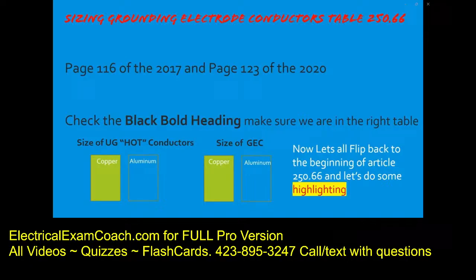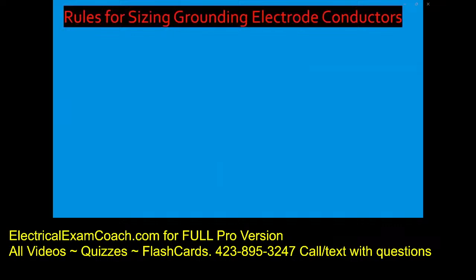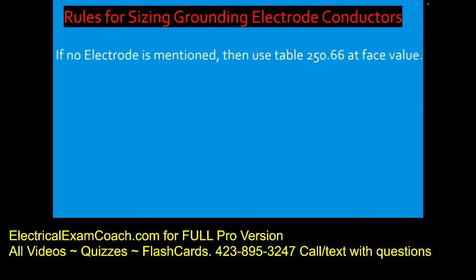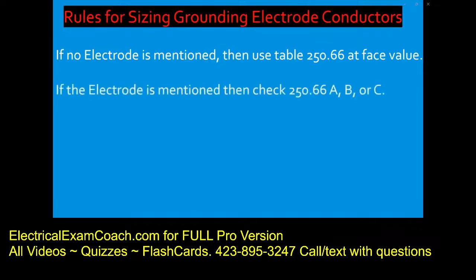Let's get to it. All right, now let's reiterate these ground rules for sizing grounding electrode conductors. If no electrode is mentioned, the type of electrode, so if it doesn't say ground rod or footing ground or anything like that, you're going to use Table 250.66 at face value. If the electrode is mentioned, we first need to check 250.66 A, B, or C. If the electrode is not mentioned in 250.66 A, B, or C, you would go back to the table. But usually if there's an electrode mentioned, you're going to be using A, B, or C. And this is a very easy one that you can get on your test. Once you learn how to do this, you get those grounding and bonding questions, you'll be able to flow right through them. You're one step closer to being a licensed electrician.